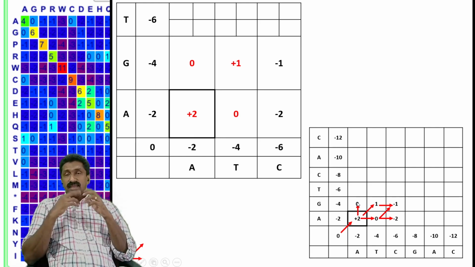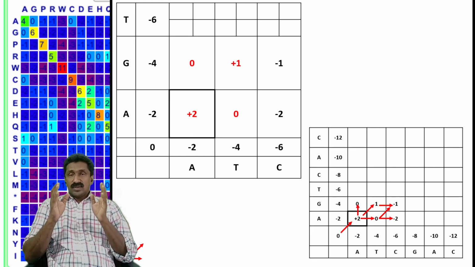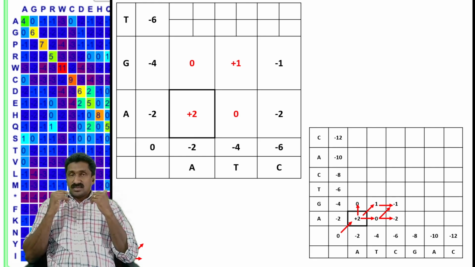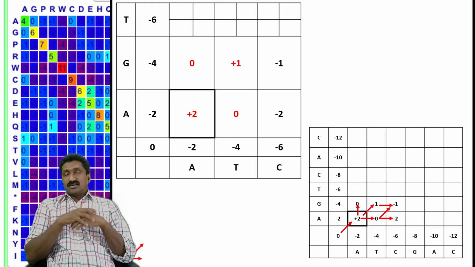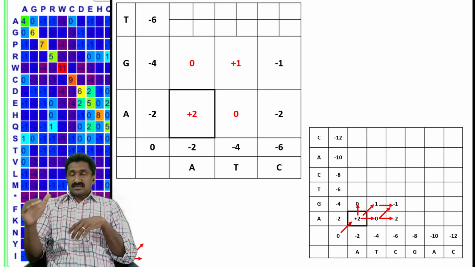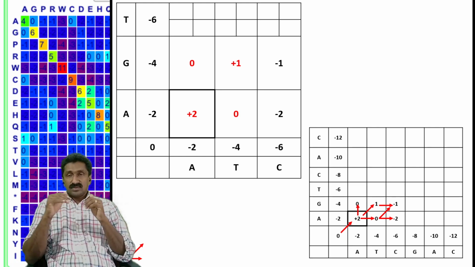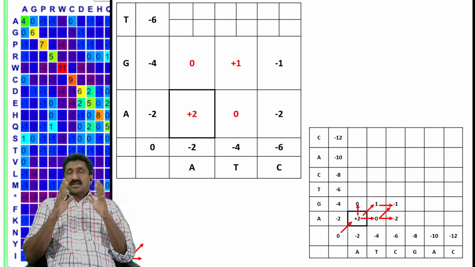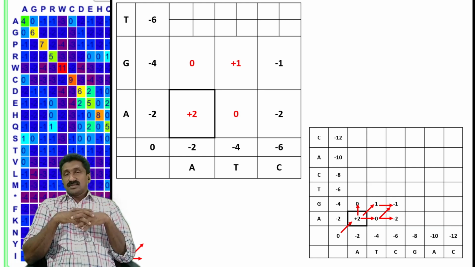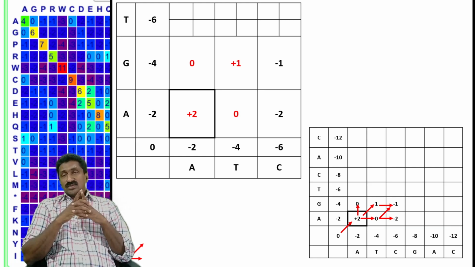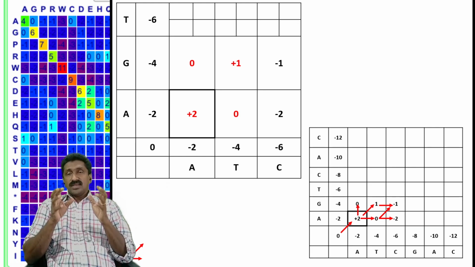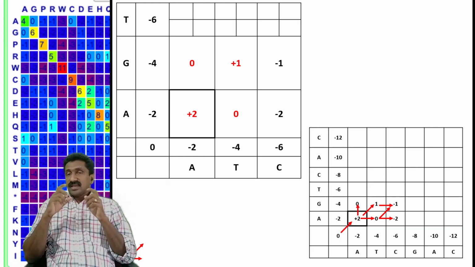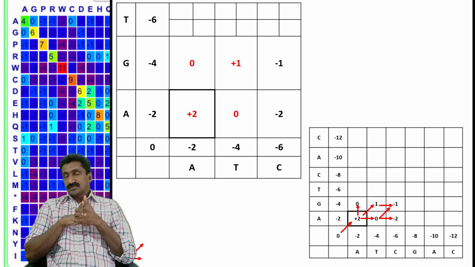If you are moving diagonally, if it is a match, you will add 2. If it is a mismatch, you will subtract 1. And if you are moving, say, the value that is transferred from the left side or from the top, then you will subtract 2 from that value. So from the possible 3 values that can be assigned to a cell, the highest value will be taken and assigned to that particular cell. Is it clear?